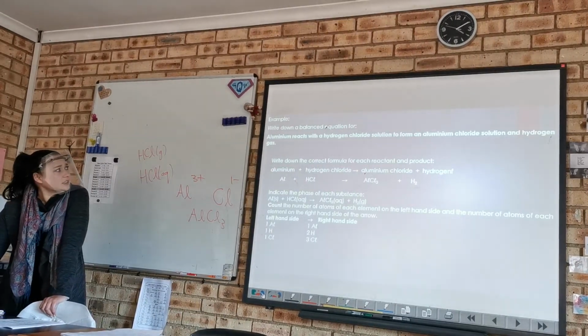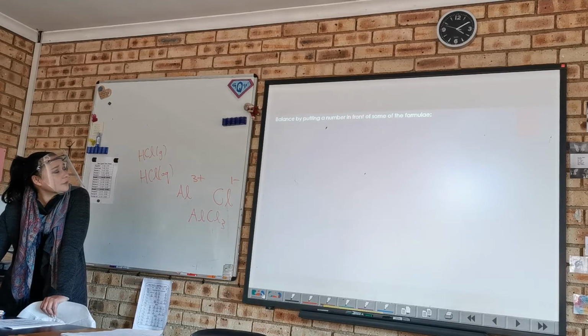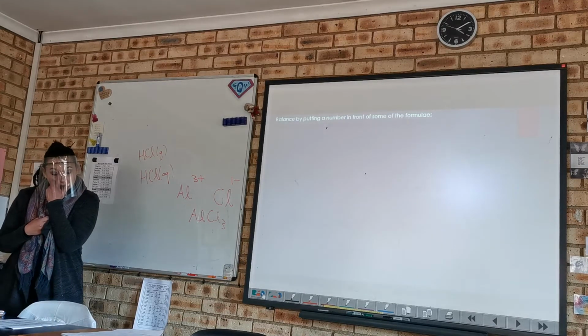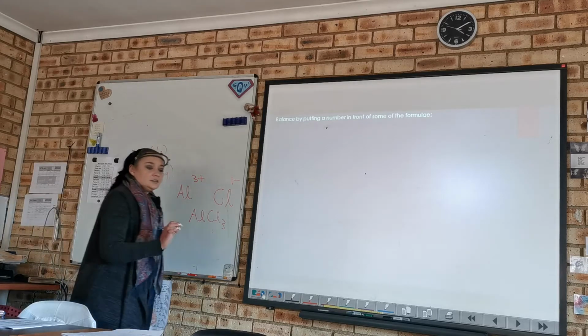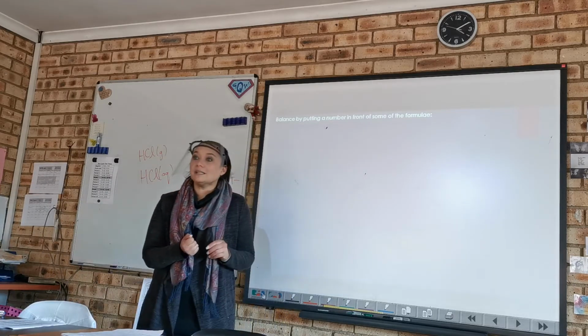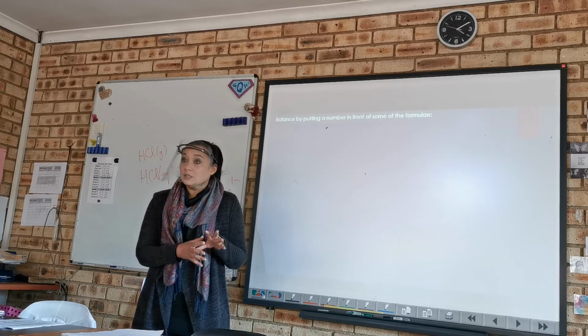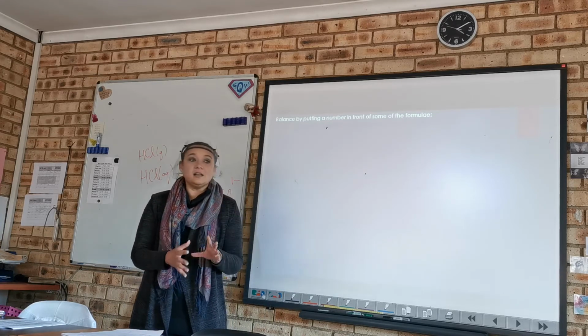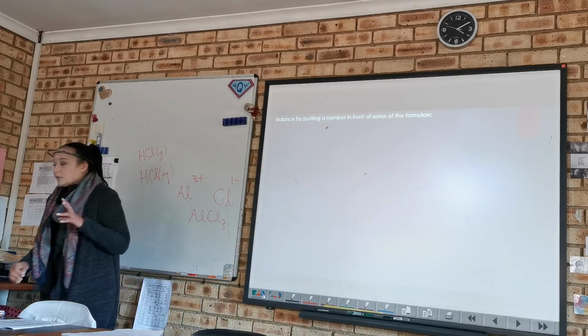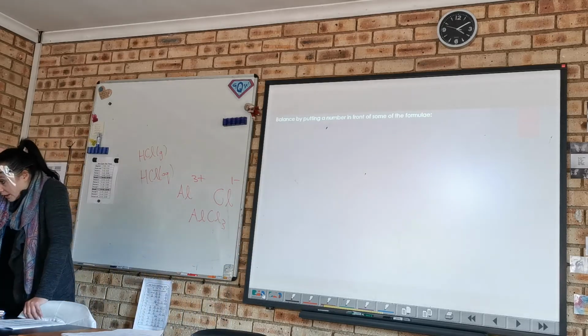Okay. So once we get to this point of the example, let's have a look. We're going to balance by putting a number in front of some of the formulae. Remember, when it comes to balancing equations, we can't change the formula writing. In other words, aluminium chloride is AlCl3, and we can't shift that. Okay? We can only affect the number right in the front.